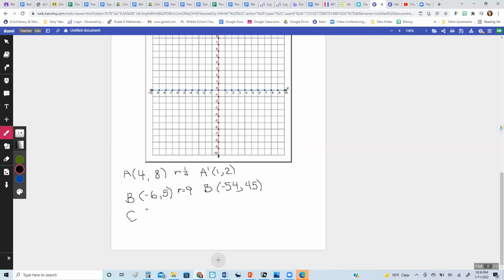We do another one with negatives. Let's do C. So we're going to have -2, -5, and my R equals 7. Why not? So C prime is, oops, that's supposed to be B prime. So C prime is, let's see, -2 times 7 is -14. And -5 times 7 is -35. And that's it. So don't overthink it too hard.